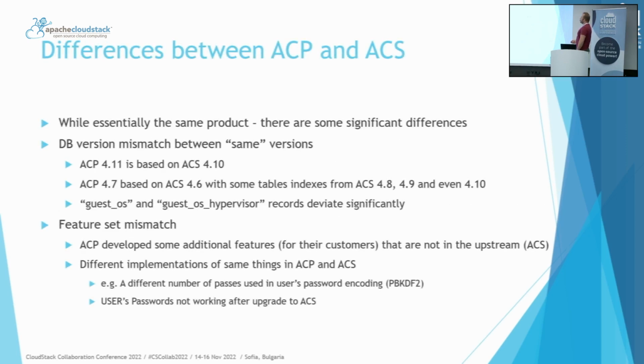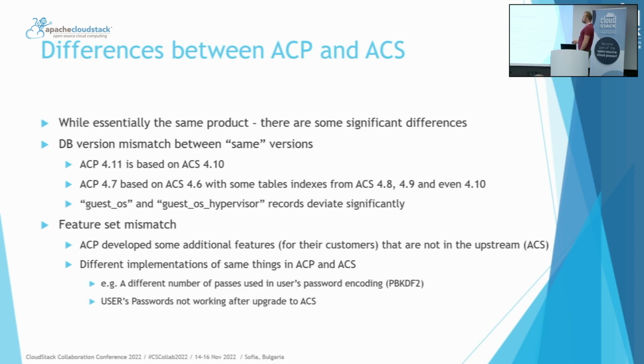Now let's cover a couple of differences. You can argue this is essentially the same product, but when it comes to upgrades and moving from one product to another, there are some serious challenges. There is a database version mismatch between the same versions. For example, CloudPlatform 4.11 is based on CloudStack 4.10, and CloudPlatform 4.7, even more complicated, is based on CloudStack 4.6 with some table, index, and key improvements backported from 4.8, 4.9, and 4.10. So in that sense, you can call it, no pun intended, a Frankenstein version, which is really hard to move away from.